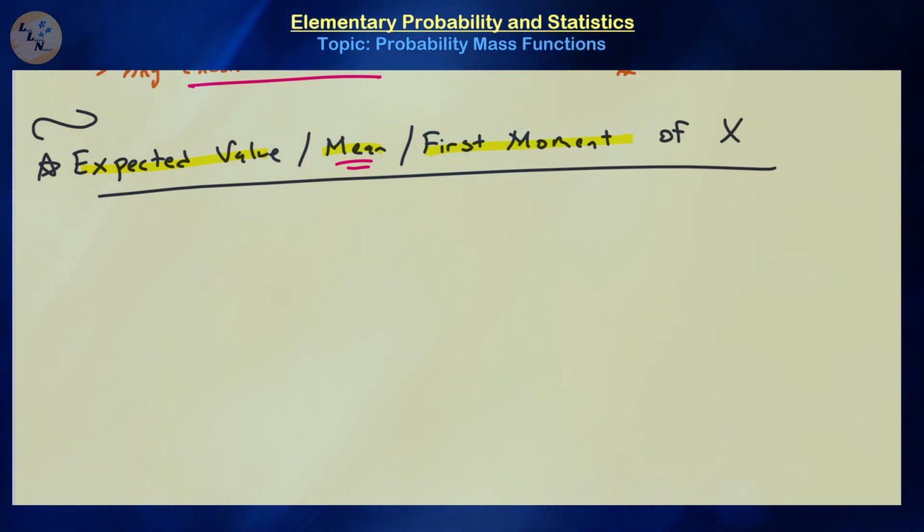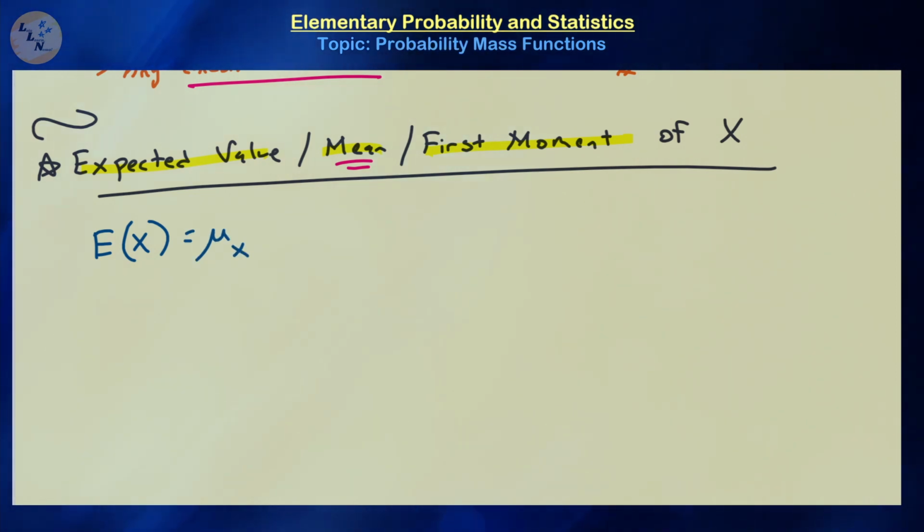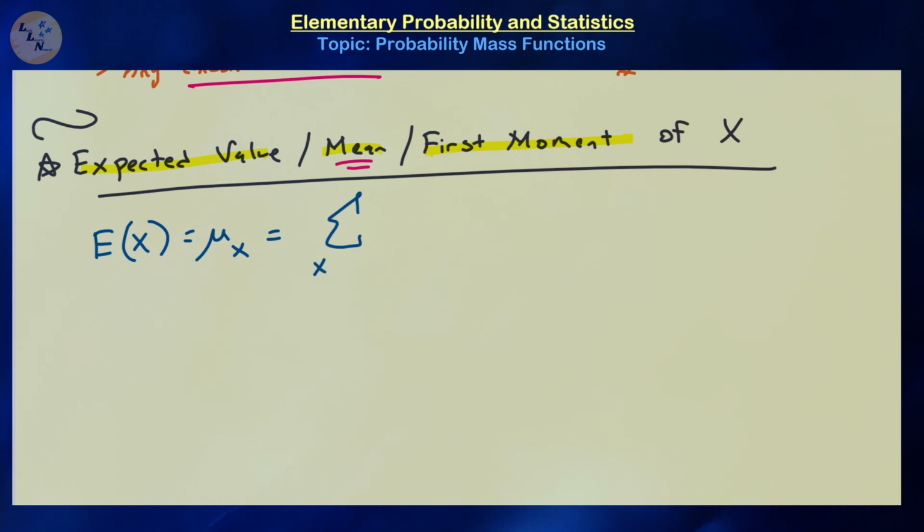So the expected value of a random variable x, and some people will write this as mu x, which will be synonymous to the arithmetic mean of, for example, a data set, is going to be defined to be equal to the sum across all values x in the domain of your function of x times p of x, right? So let's just briefly describe what I mean by this.